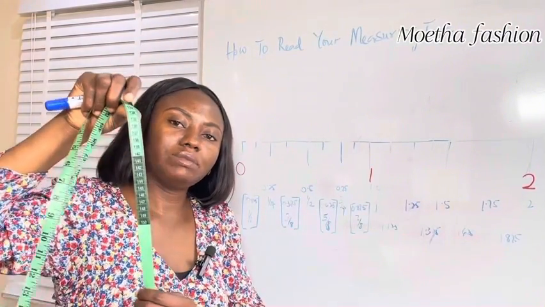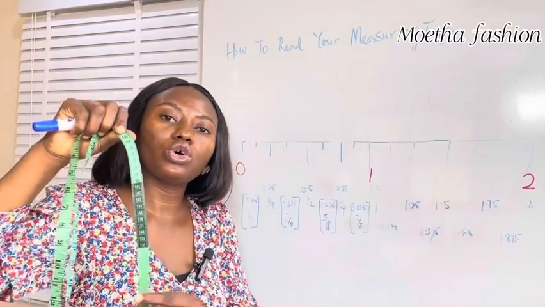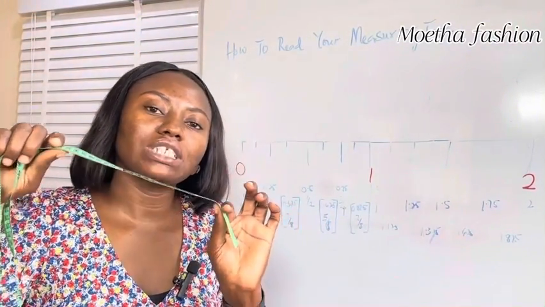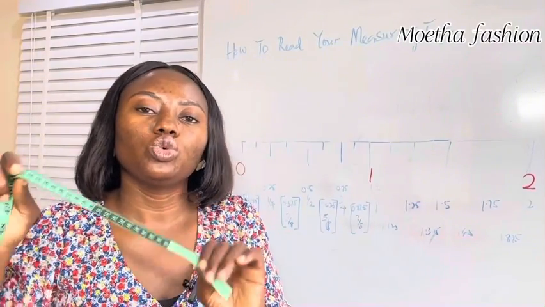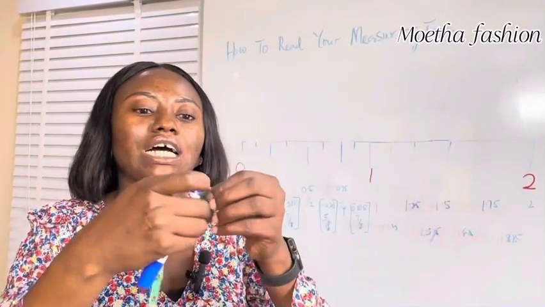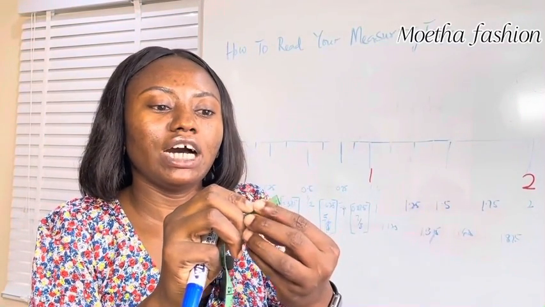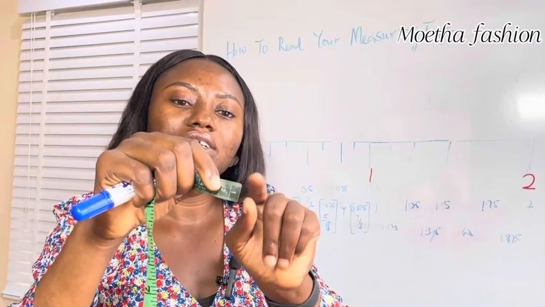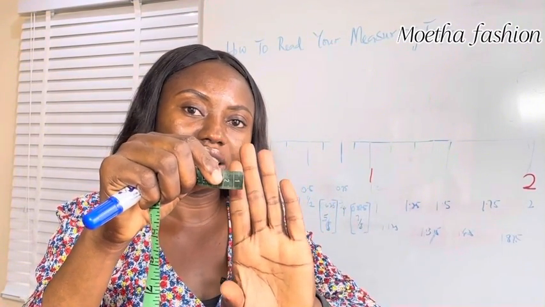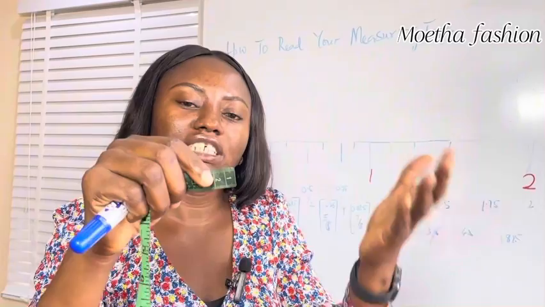Okay, the centimeter part measures up to 150 centimeters. Now if you have the one that has 120 inches, it would come to about 300 centimeters. On the centimeter side, you have 1 centimeter. You divide 1 centimeter into two, and that will give you half a centimeter, which is 0.5 centimeter.